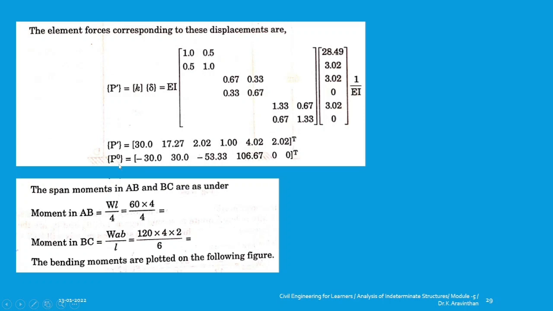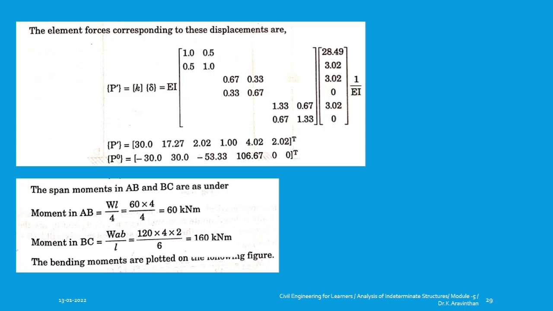Now, how can you find P naught? P naught you have already found out, that is the fixed end moment. So these are the fixed end moments. Now, by using P dash and P naught, you can add them. If you add all the components, plus 30 and minus 30 will become 0, and you will be getting 47.27. Like that, if you add, you will be getting PF, which is your final force.